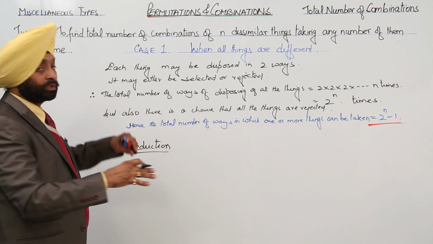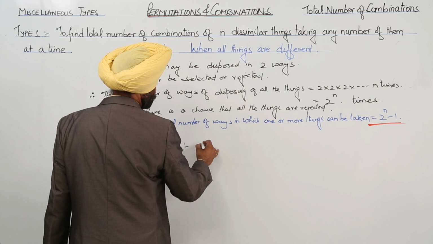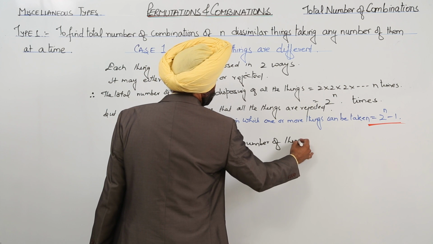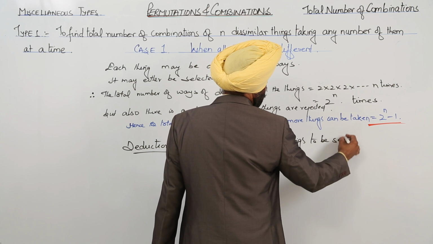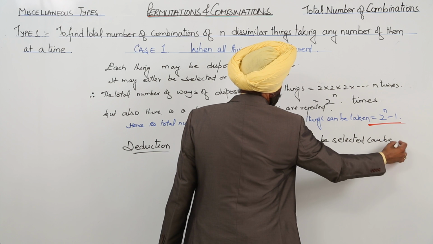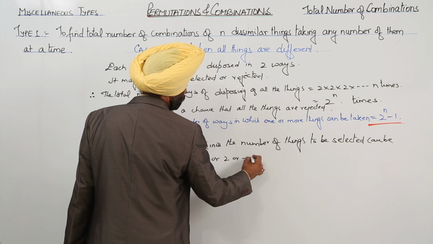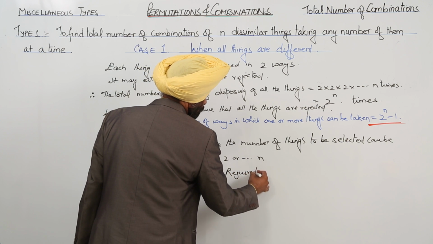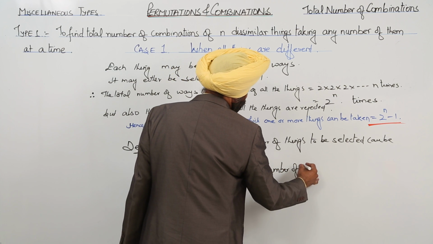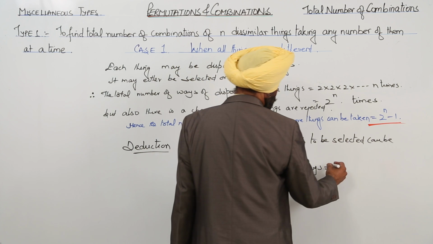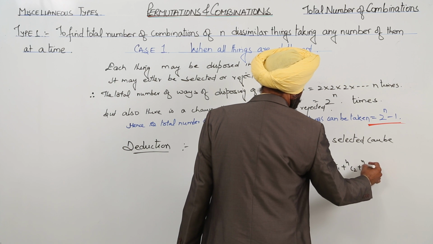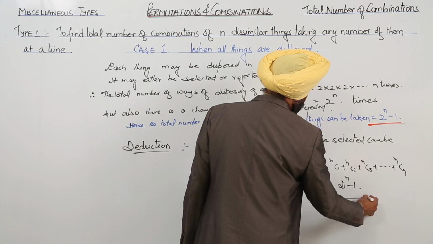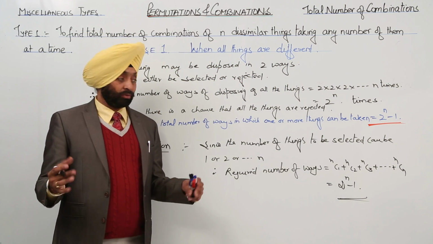Now for the combination part, what does this hold? Since the number of things to be selected can be 1 or 2 or up to n, therefore the required number of ways is equal to nC1 + nC2 + nC3 + ... + nCn, and this is given by 2 raised to the power n minus 1. Okay. So I have explained both of these things. Now I am going to give you an example for it.